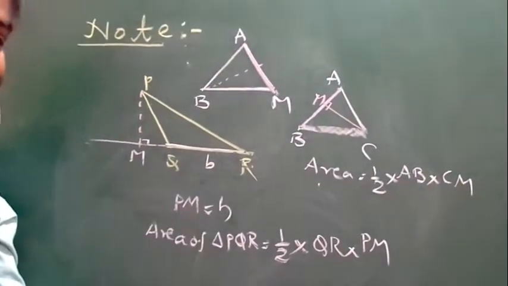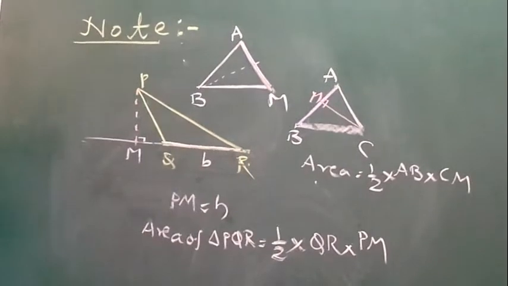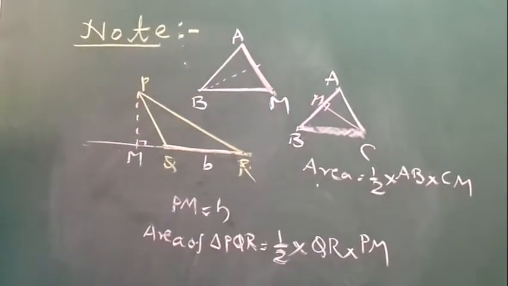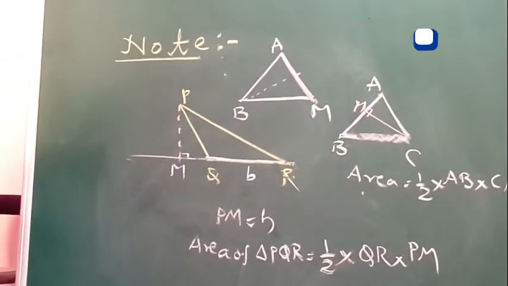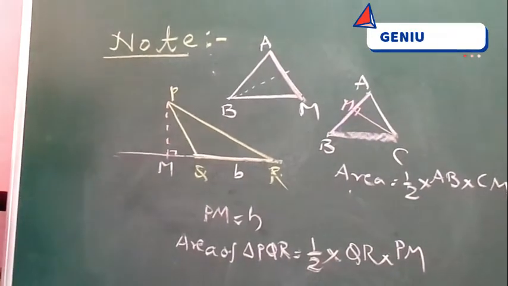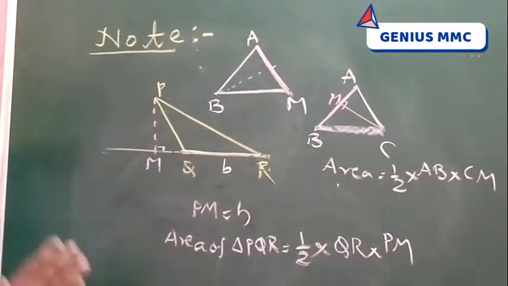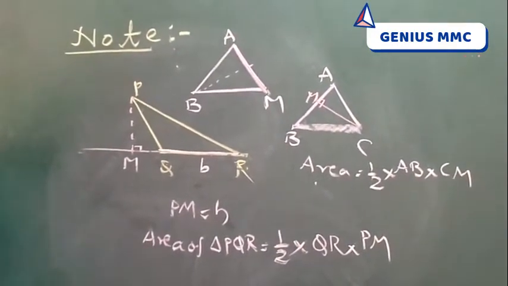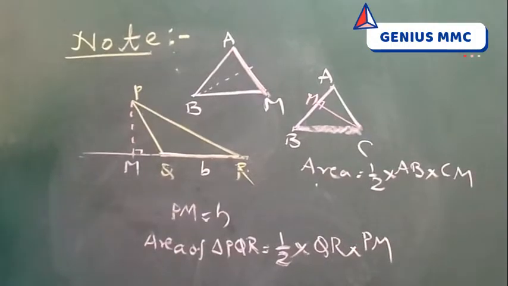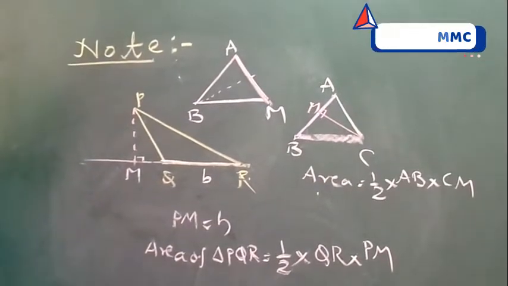So this is a height. Note down these diagrams. I think you are clear on this. Triangles standing on the same base and between the same parallels have equal area, and how to write the area of a triangle is important for both the triangles.